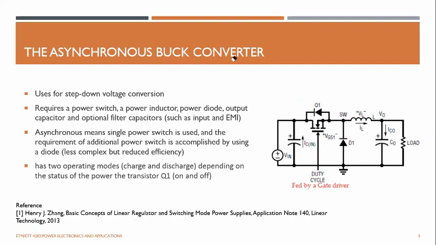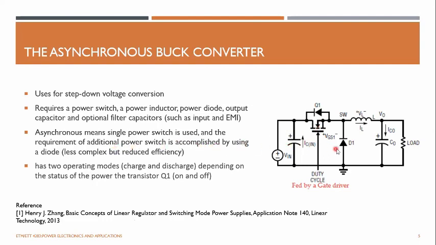And this is your inductor, and this is a freewheeling diode. And this is the output capacitor, which is to reduce the ripple. And this is your output load. And so asynchronous means a single power switch is used. Here you can see only one switch is used.